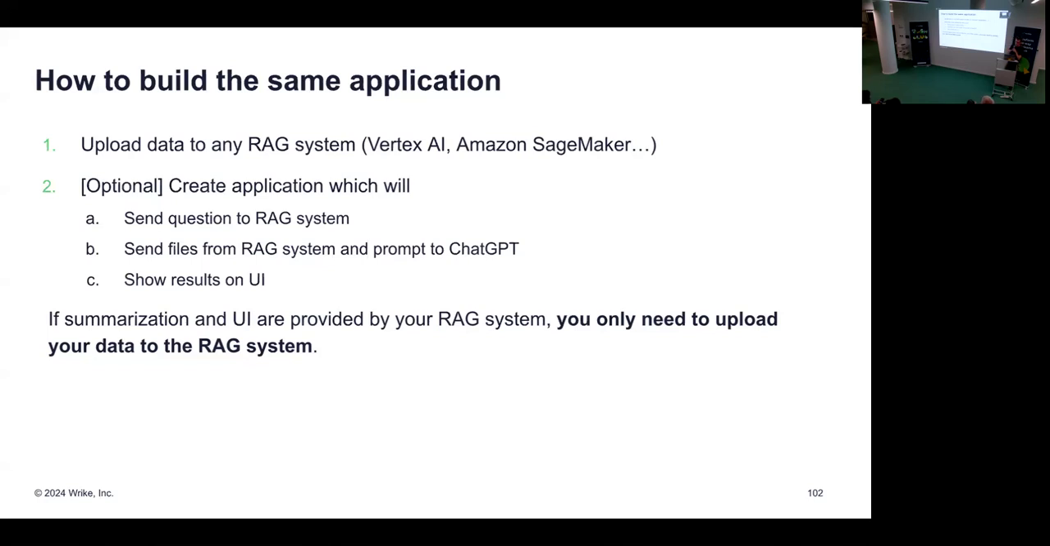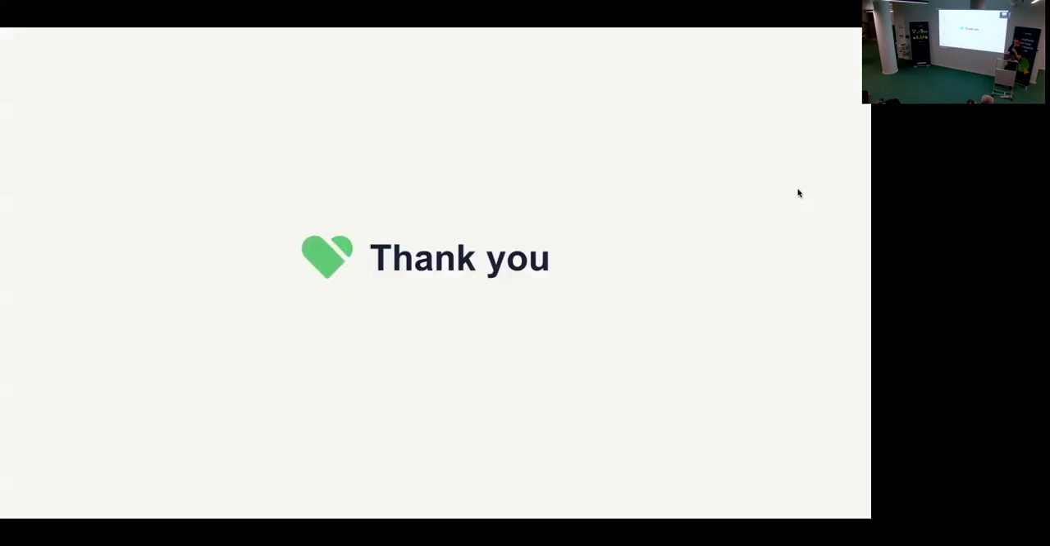But in some cases, it's better to create your own application because, for example, Vertex AI does summarization with Gemini, and you cannot set it up. And if you want to change it to ChatGPT, you cannot. That's why we created an application where we send a question to the RAG system. And after that, we can do anything we want with these files. We can show them to the user. We can do summarization with any AI and show results on the UI. So if you want a flexible solution, it's better to create your own application. Thank you.